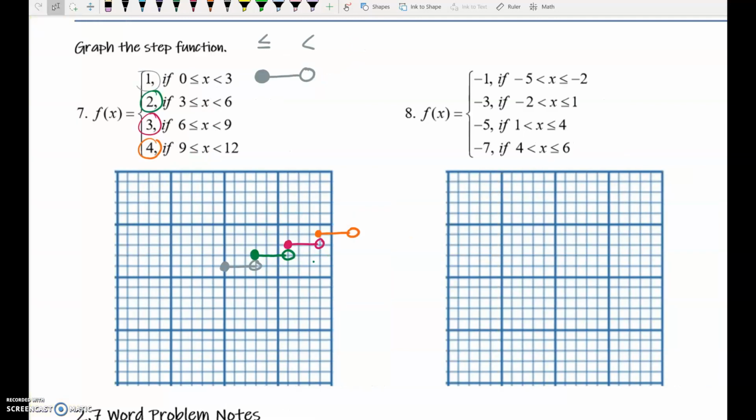I want you to try number 8 on your own, but I'll start you off with the pre-work. This is less than on the left, less than or equal to on the right. So that means open circle on the left, leading to a closed circle on the right. So for each of these, it'll look just like number 7, except it'll be an open circle on the left, a closed circle on the right. So pause the video, see if you can try this one on your own, and then play the video to check your answer.